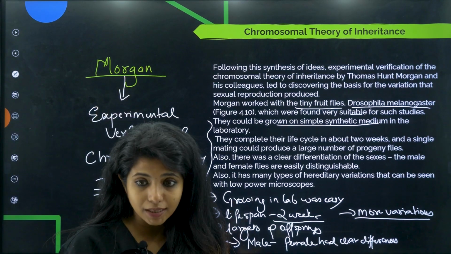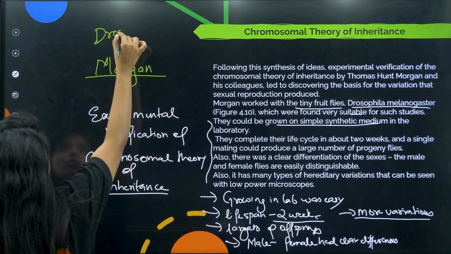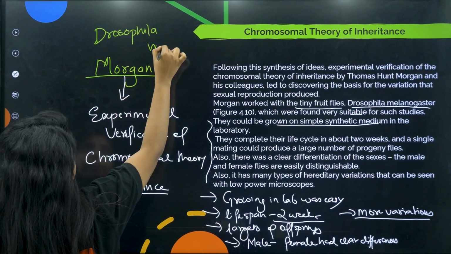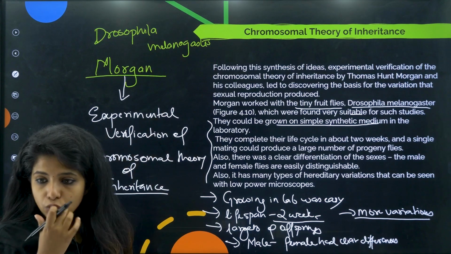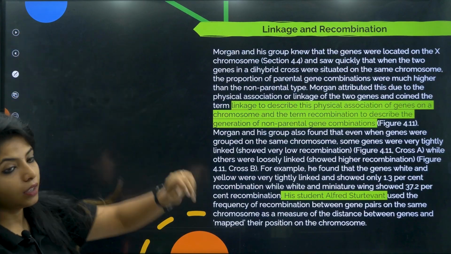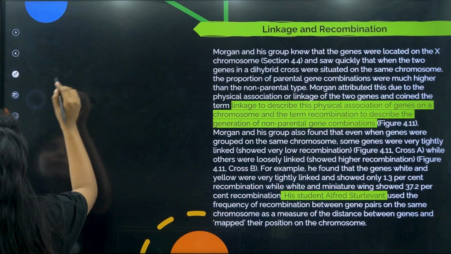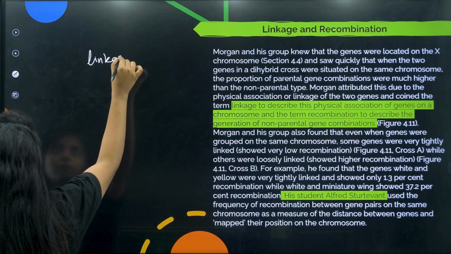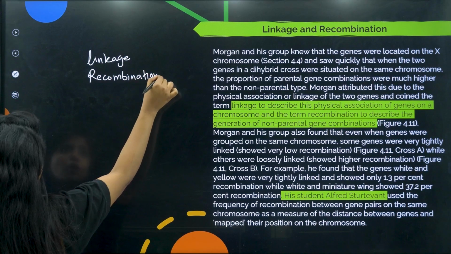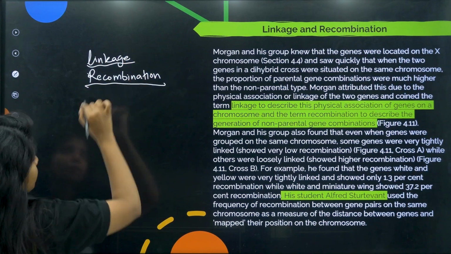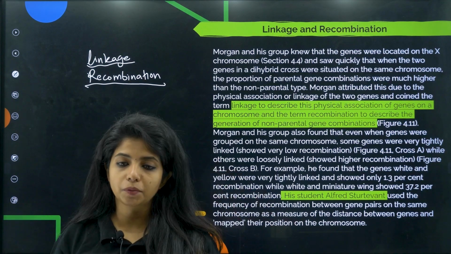So Morgan was the one who did experimental verification for chromosomal theory of inheritance. But while he was doing this, he was doing it on Drosophila melanogaster. Please remember it. Now, while he was doing all this, he termed two major things, which are, children, linkage and recombination. And this gave the answer to a lot of things, like why there are different heights, why there are so many different characters apart from the things mentioned by Mendel.